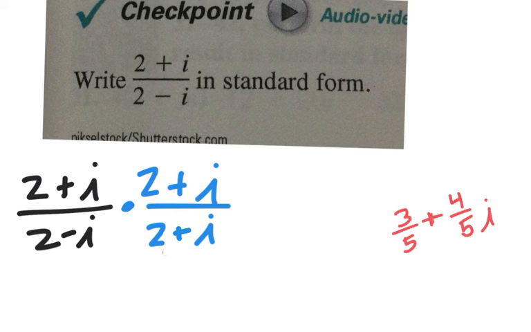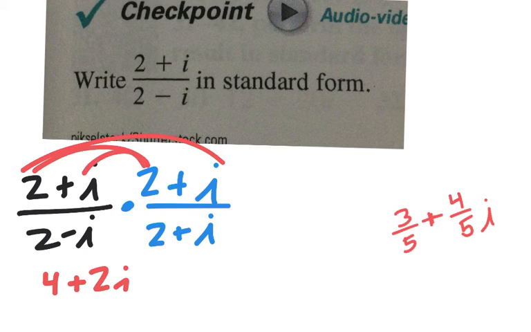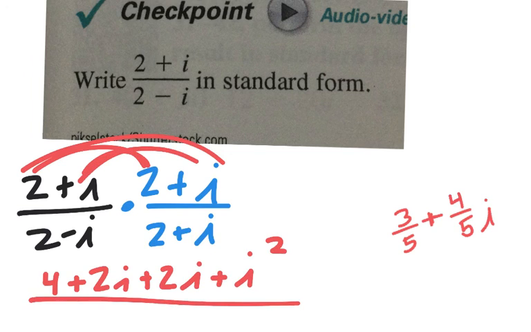Now once I do that, that's going to give me 4, in the numerator, plus 2i, plus 2i, plus i squared, over, and now when we multiply by conjugates, remember the outside and inside terms cancel. So that's going to give me 4, and this is going to give me minus i squared.